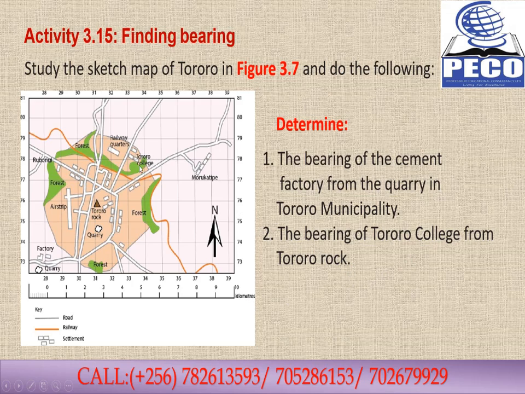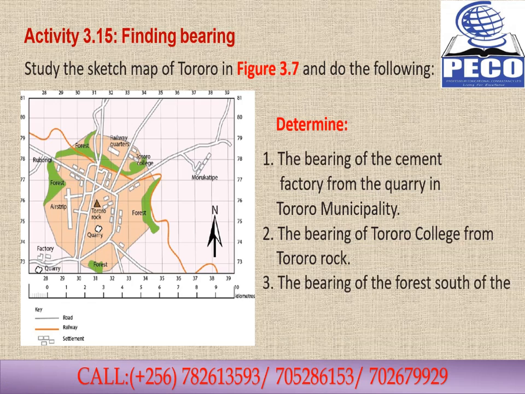So we have Tororo College here, we have Tororo Rock there. Your work will be to draw a straight line connecting Tororo College to Tororo Rock. Draw a compass at Tororo Rock, draw a compass at Tororo College. Then they are telling us to get the bearing of Tororo College from where? Tororo Rock. So we are going to measure clockwise from this until we come to the line going to Tororo College. So can you work out that?